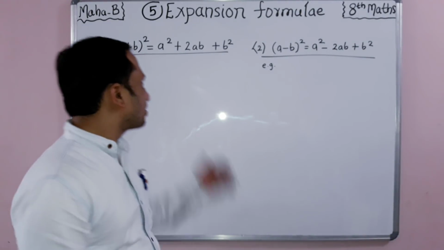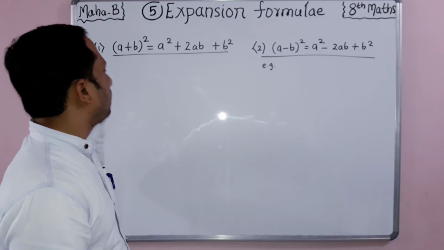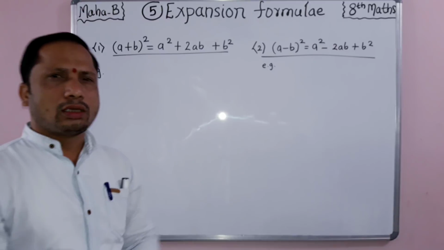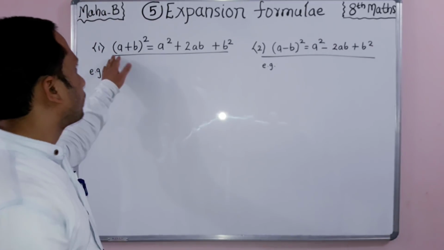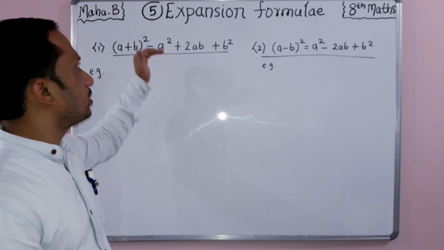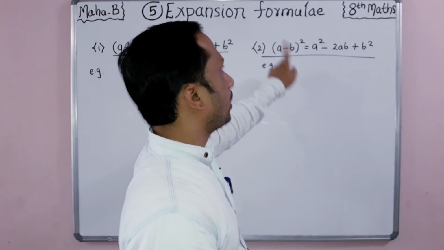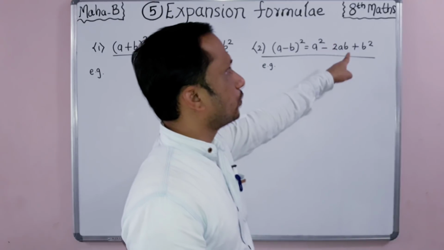Now see students, these are the first two formulas, and we are going to use these formulas. The first formula is (a plus b) whole square equals a square plus 2ab plus b square, and the second formula is (a minus b) whole square equals a square minus 2ab plus b square.